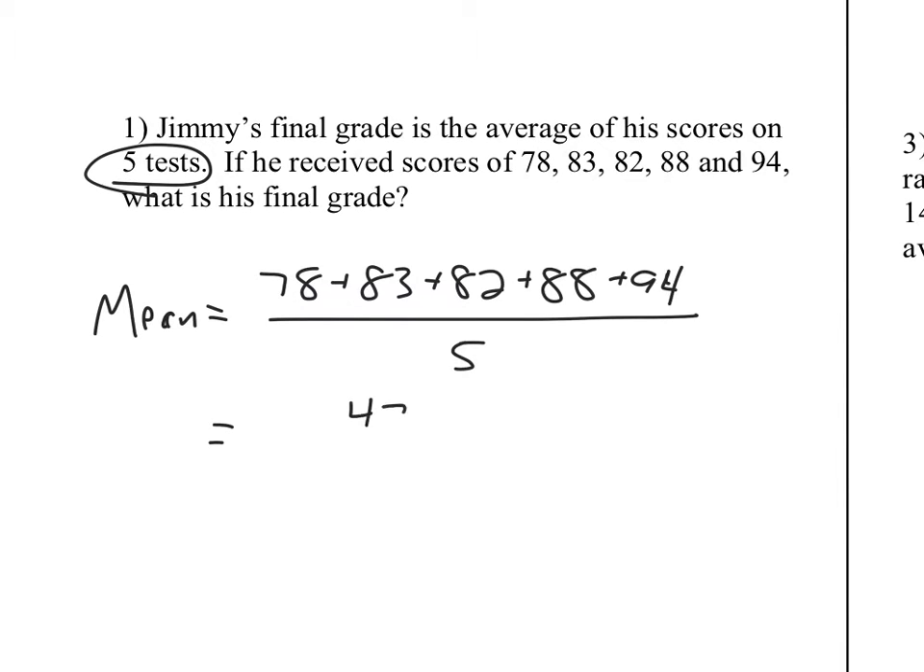If you sum those top numbers using a calculator, you get 425. If you divide that by 5, you're going to get that his average score was an 85%.